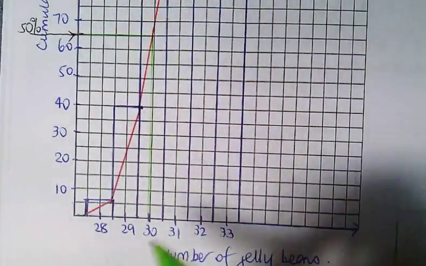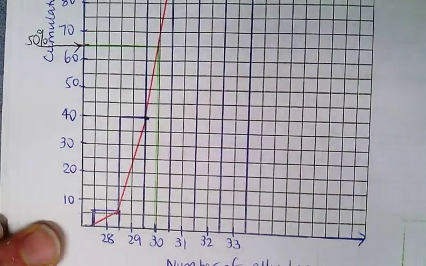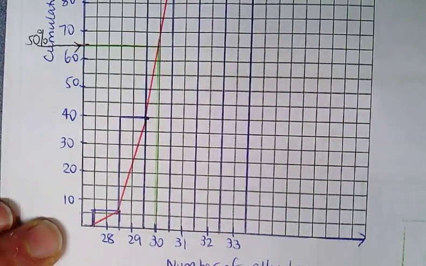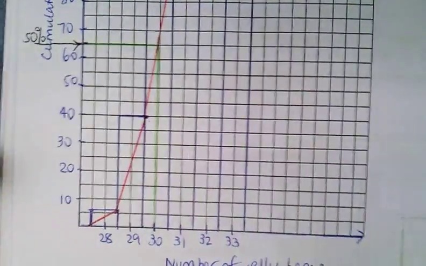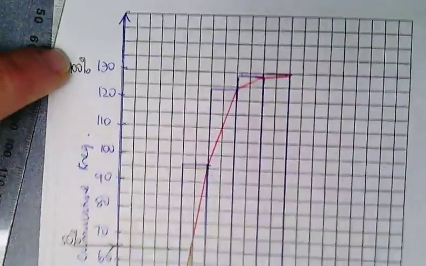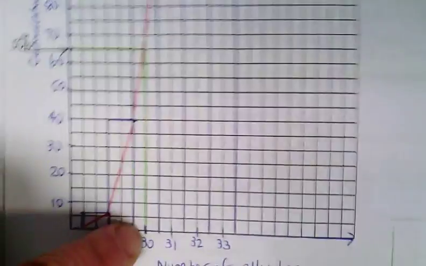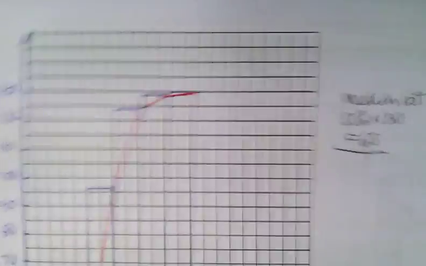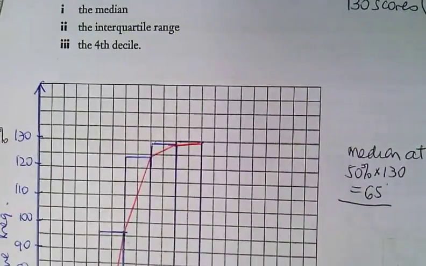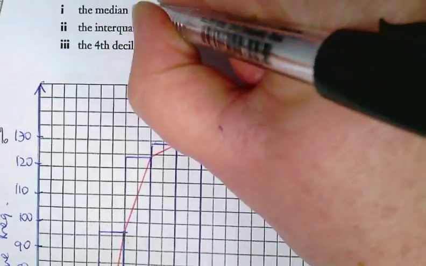Now, as long as it falls in this column, the score is 30. Okay, so the median, therefore, is 30. Please don't put 65. You've got to come across at 50% of the way up. So 65 is 50% of the way up. Hit the ogive, which is the red line, and come down and read off. As long as you sit in this column, it's always going to be 30. So the median is 30.